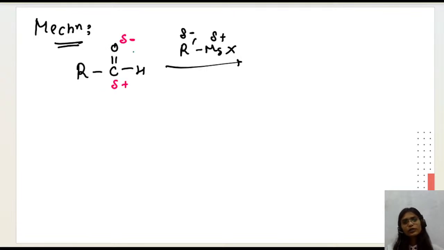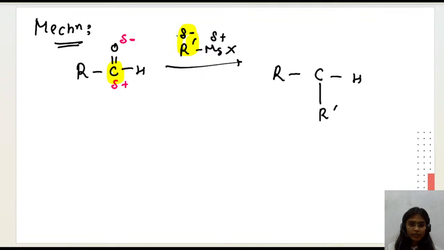Just try to understand what is going to happen in this case: this is R, this is C, and this is hydrogen. What is the negative part? This is the negative part, right? And this is the positive part. Negative and positive are going to combine, right? So the R part is going to connect with this carbon. Actually, in the mechanism, this R negative simply attacks here and this bond simply opens up like that.